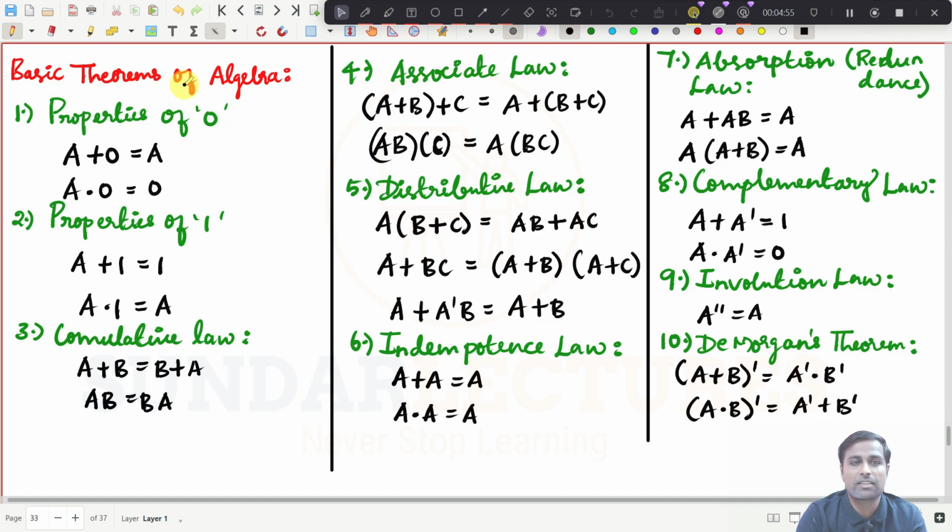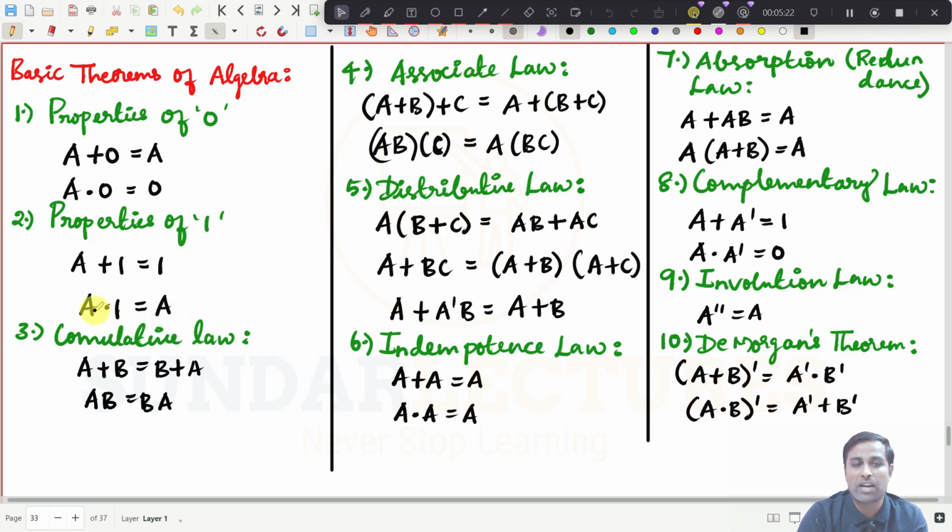So first thing, these are the basic theorems of algebra. Properties of 0. If you add 0 with any Boolean variable, then that variable will come. A plus 0 will always give you what? A. And A dot 0 is obviously going to become 0. Then properties of 1. A plus 1 will give you 1 and A dot 1 will give you what? A. Right? Try to understand.